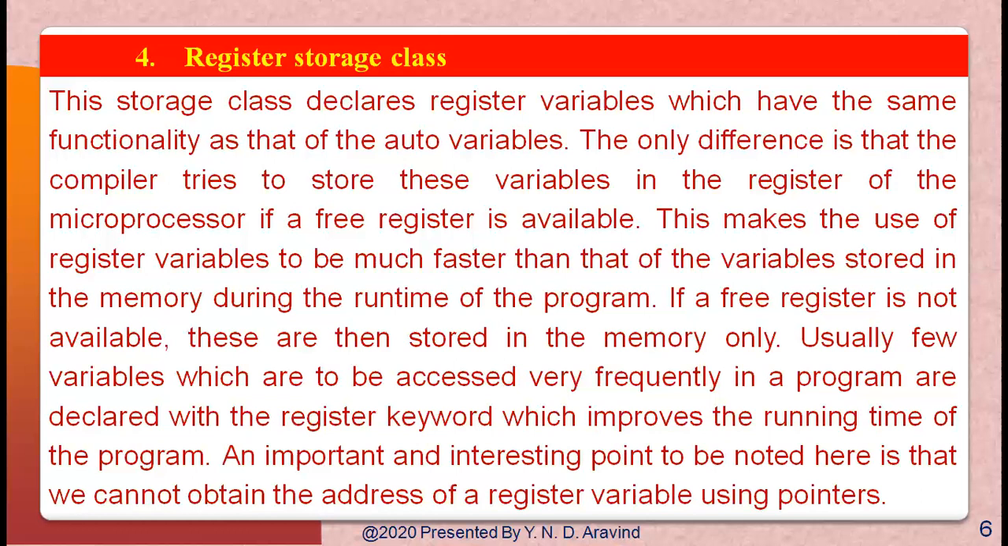For example, the declaration of a register variable is register int i. Here the value of i is stored in the register instead of the memory. Usually, the few variables which are accessed very frequently in the program are declared with the register keyword, which improves the running time of the program.